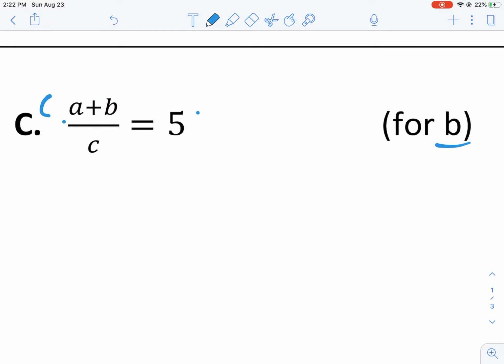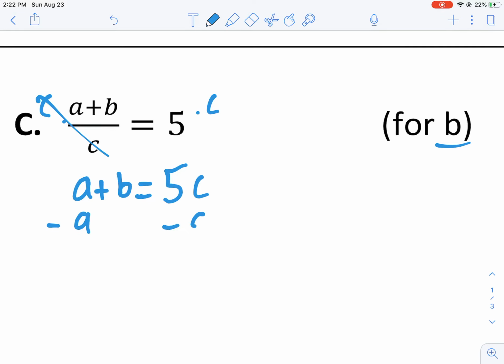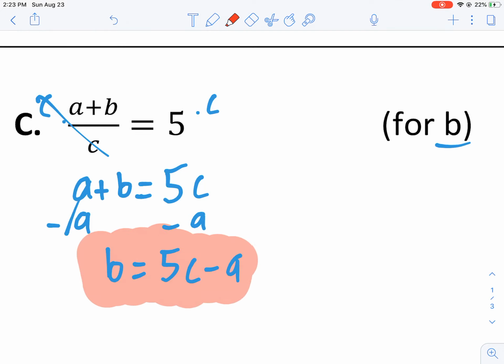So we're going to multiply both sides by c because that's how you undo division. So these cancel out, and we have now a plus b equals 5c. Now we can get rid of the a, so we're going to subtract. So that cancels out, and we are left with b equals 5c minus a, and that's it. We're done. So again, pretty easy problem as long as you know how to move the letters over.